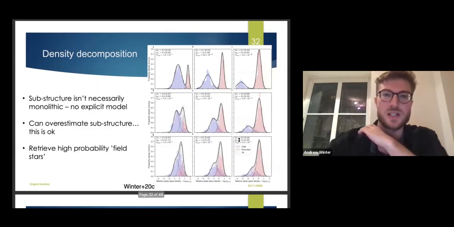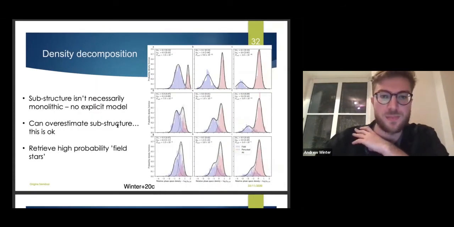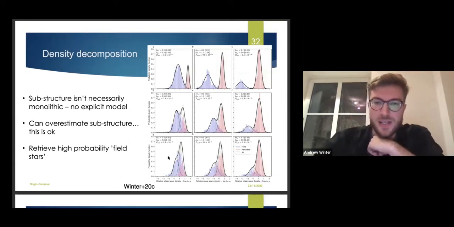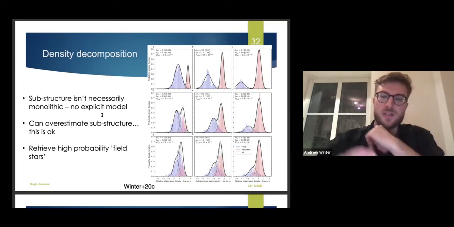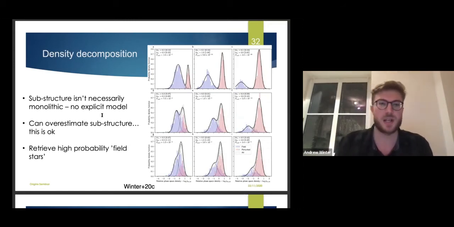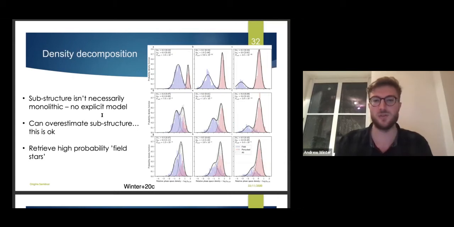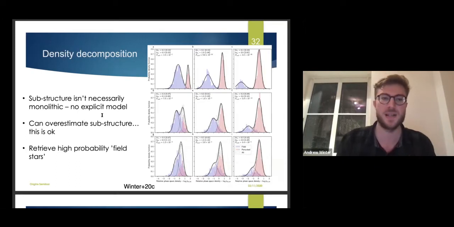So we can explore how this works for different degrees of perturbation, and we can see that when the density gets low and when the velocity dispersions become comparable, then you might overestimate the amount of substructure in your region. But this is kind of okay. We just want to delineate the most likely high density regions and the most likely low density regions. Throughout all of these different kinds of perturbation of parameter space, you always retrieve with high probability your field stars, those in low densities.